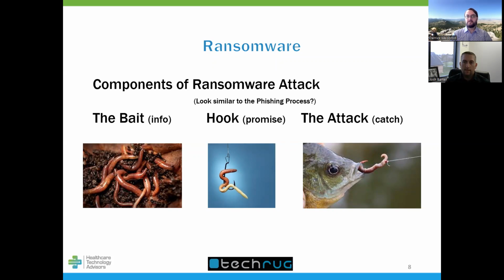But the good news is there are ways that you can mitigate dealing with a ransomware attack. There are quite a few, and they all fall in line with the National Institute of Standards and Technology IT best practices. And so we'll cover some of that as we work toward the end here.